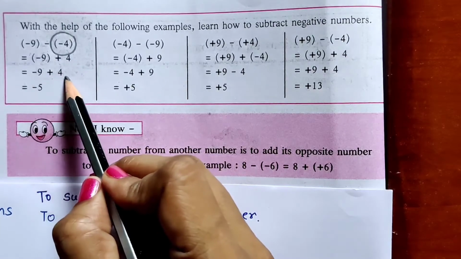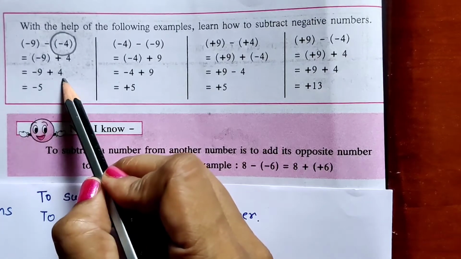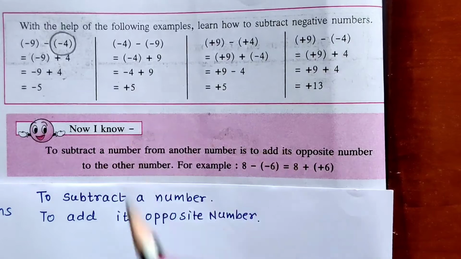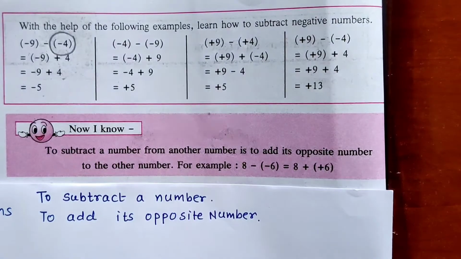So minus 9 plus 4, we all know, has different signs. When different signs are there, we will have to subtract the smaller number from the bigger number and give the sign of the bigger number. This rule we have seen in our previous video also.